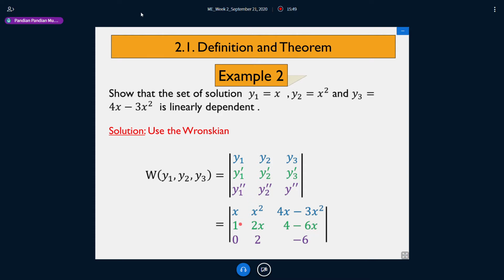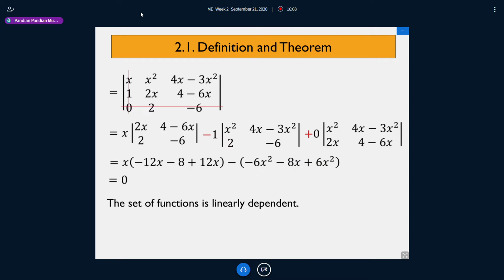And for y1 double dash, differentiate 1, 0. Differentiate 2x, 2. Differentiate 4, 0. Differentiate minus 6x, minus 6. You must get this matrix. Don't worry about the solution. You just use the definition and the theorem. Now, the determinant of this matrix, there are many ways to find it. You can use the row operation, or you can use the column operation.